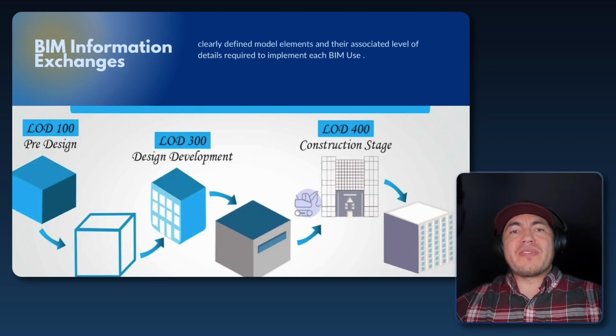This brings us to BIM information exchanges. Now, BIM is all about collaboration, and that means sharing information, but not just any information, a specific model element with the right level of detail at the right time. This section outlines exactly what needs to be shared and when. For example, during the design phase, the architect might be expected to provide a model with basic geometry, while the structural engineer needs a more detailed model with material specifications later in the project. By defining these expectations up front, we can avoid confusion and ensure everyone gets the data they need.